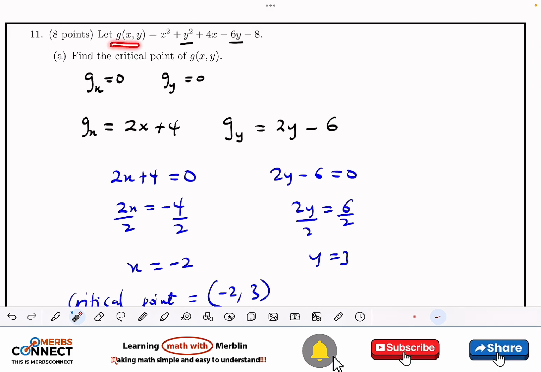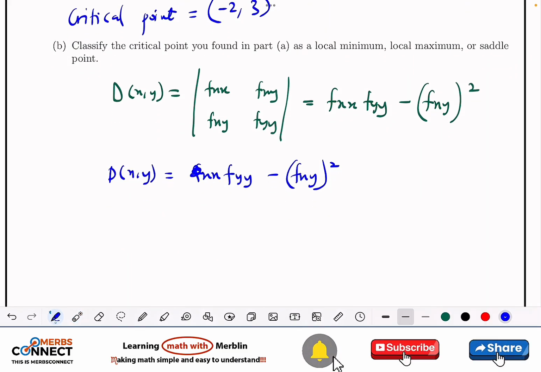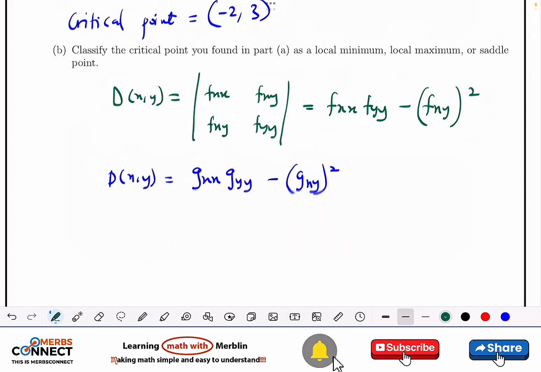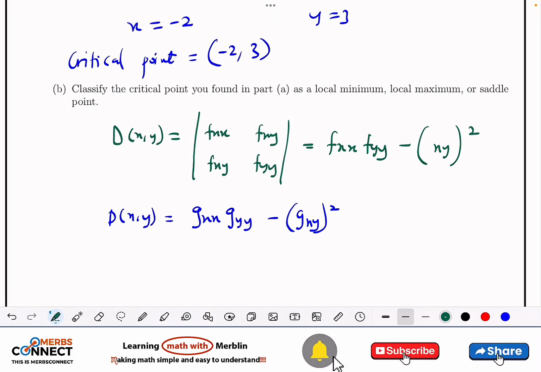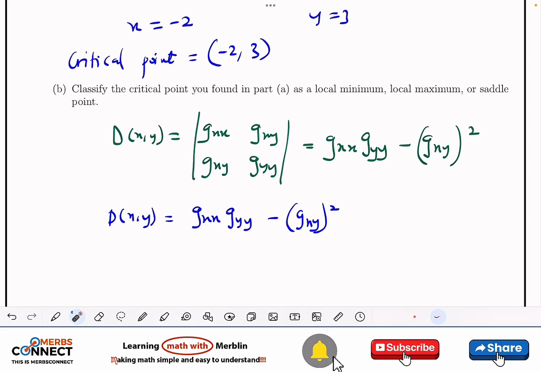Okay, so the function given to us is in terms of g. So let's use g instead of f. So g, and this also g. Good. So we need to change these too. This one is going to be g, same thing to this one, and this one too as well. Okay. Next we need to look at the function before. So now we need g_xx and g_yy before we can even plug in the critical point.